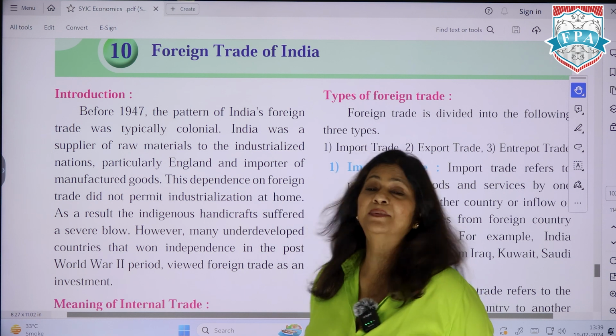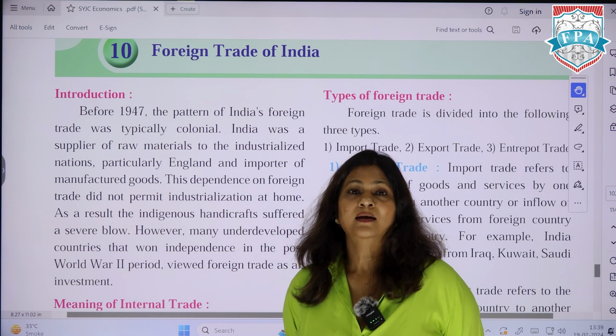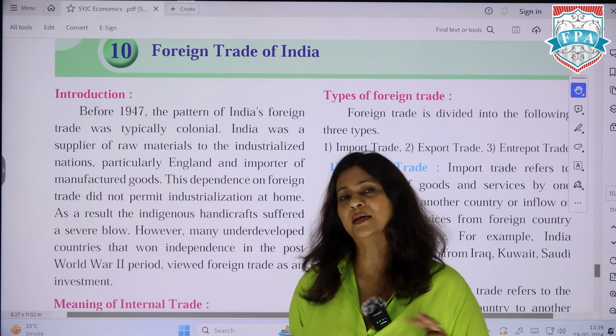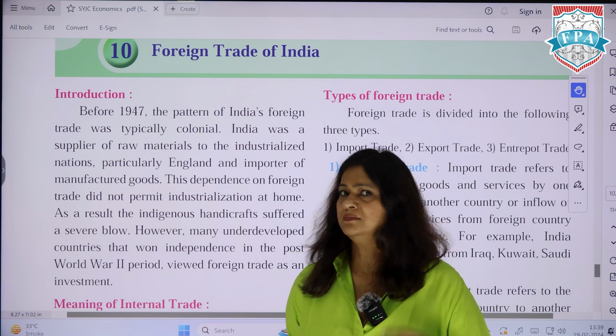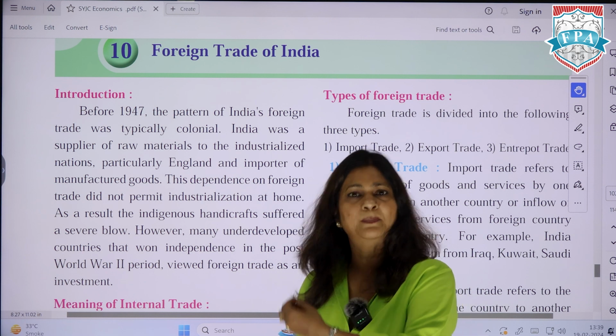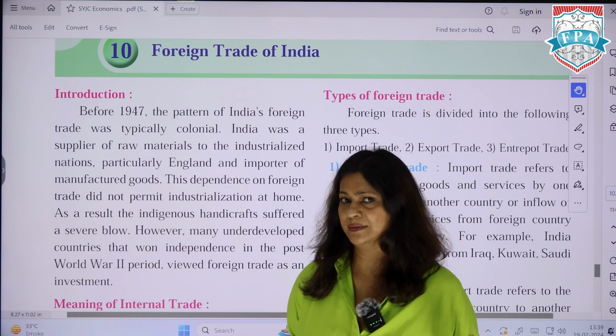Today I am taking up chapter number 10, which is foreign trade. The weightage, if I talk about it, usually I see a 2-marker question coming from this particular chapter. But yes, हम जल्दी से इस chapter को पढ़ लेंगे कि अगर कुछ और लिखने के लिए भी आ जाएगा तो we'll be able to do it.